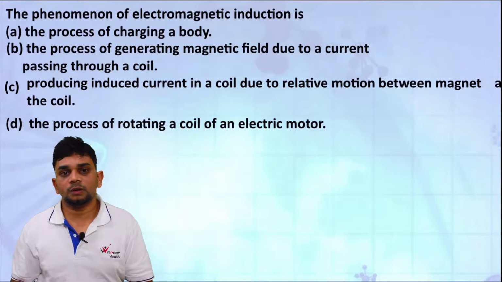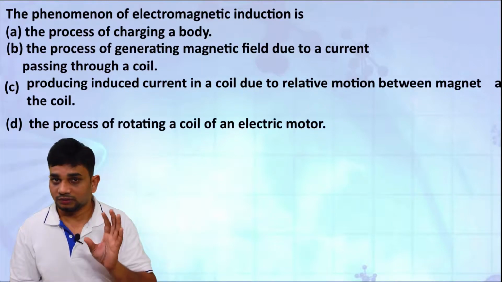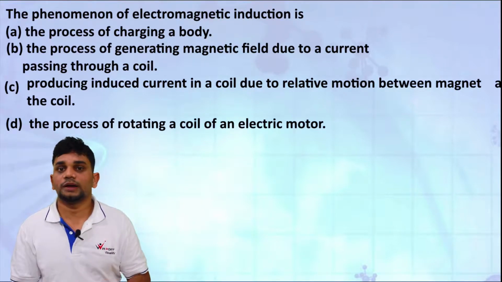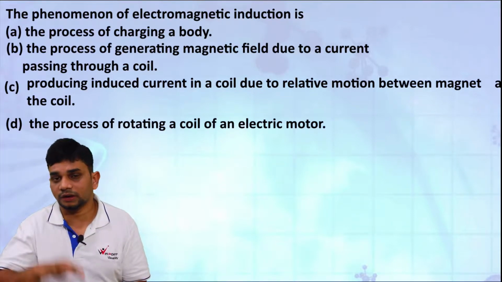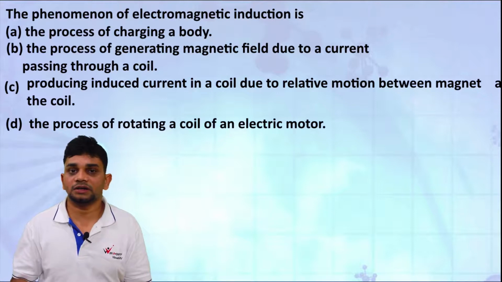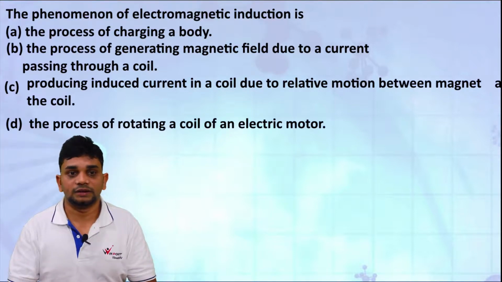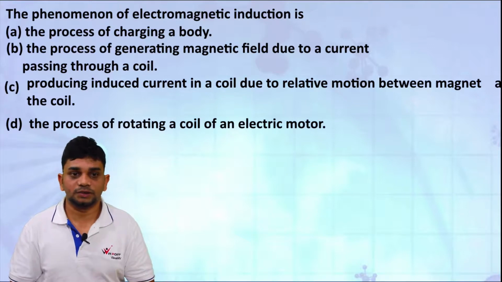Next question. The phenomenon of electromagnetic induction is, so it is a definition for electromagnetic induction. Before reading the options, you need to think about the answer. What is electromagnetic induction? If there is a change in magnetic field, there will be production of electricity. Now let's read the options.